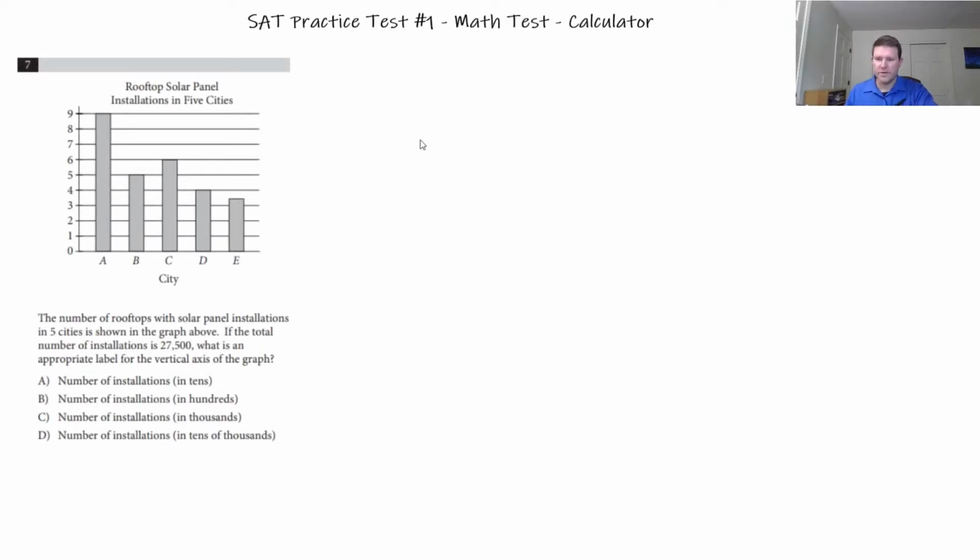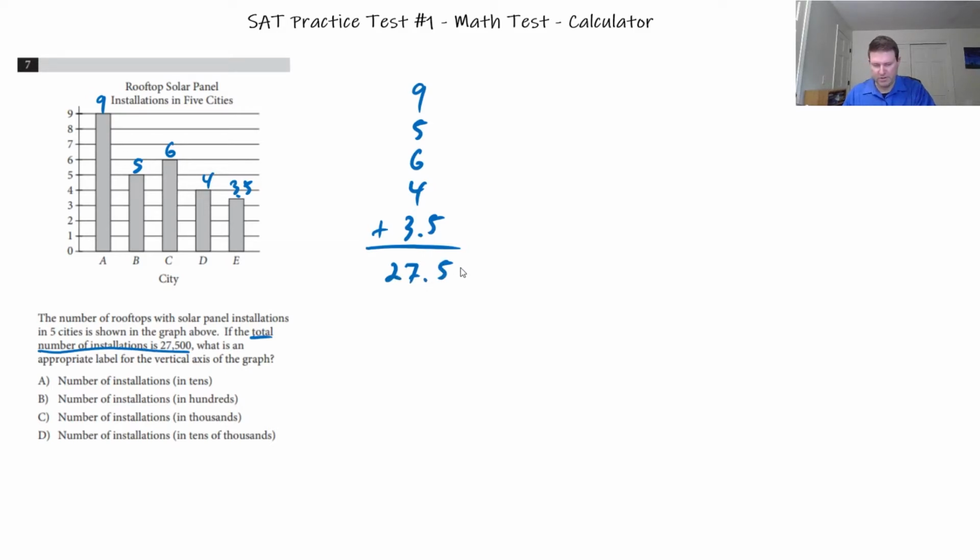Number 7 isn't too bad. It's saying the total number of installations is 27,500, and they didn't scale the y-axis. So basically what you have to do is look at the total of all these installations here and just add the numbers up. Like city A is 9, city B is 5, right? And then 6, and then 4, and then basically 3.5. Now if you take all those and add them up, you're going to end up with 27.5.